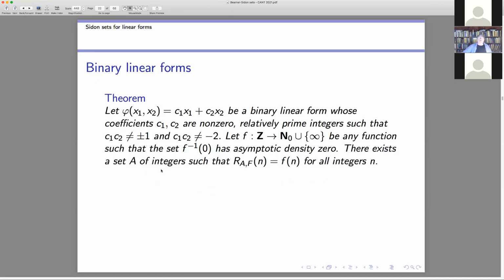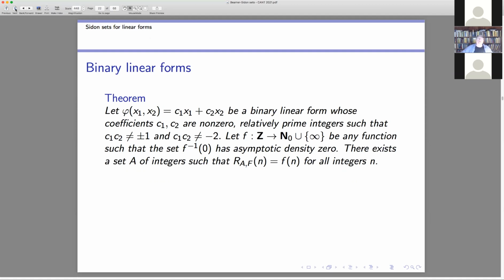In the first case that you would normally look at, binary linear forms, there's the following result. This is an old result. If you take a linear form in two variables, C1 and C2, with non-zero coefficients and coefficients that are relatively prime, which satisfy just the following conditions, the product C1 C2 is not +1, not -1, and not -2, then for any function f with this property, f inverse of 0 has density 0, there always exists a set A of integers for which the representation function of the set A is equal to f.